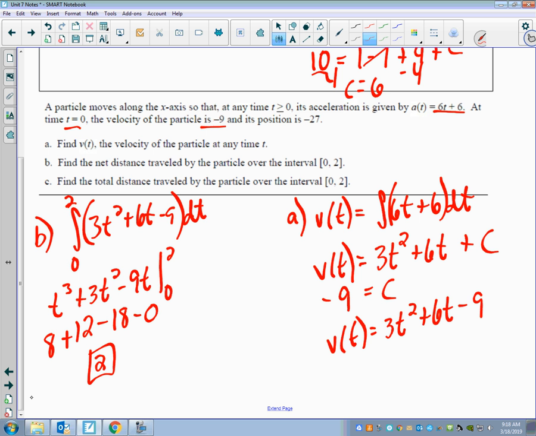What about if they asked me to find total distance? You just put absolute value.